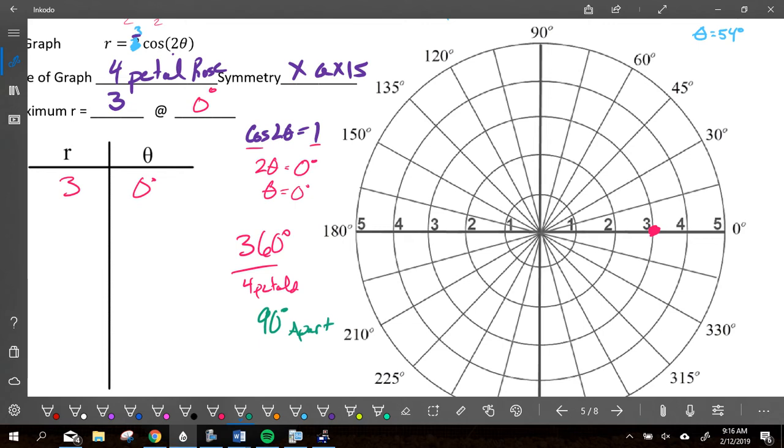So if my first one's at 0, my next one is going to be at 90. So I'm going to have a dot here. And I'm going to add 90 again. So now I got 180. And I'm going to add 90 again. I'm going to get 270. And guess what? If I added 90 again, it would take me back to 360. So it would take me back to the start.